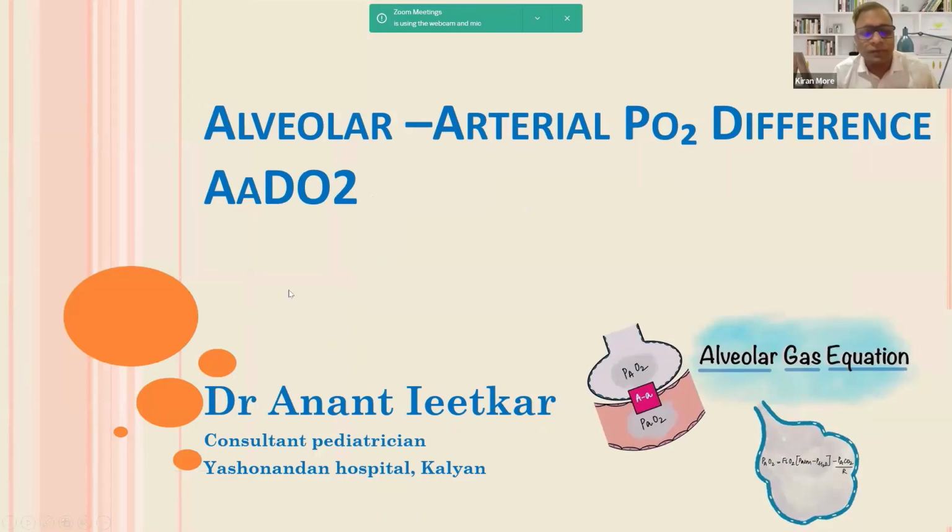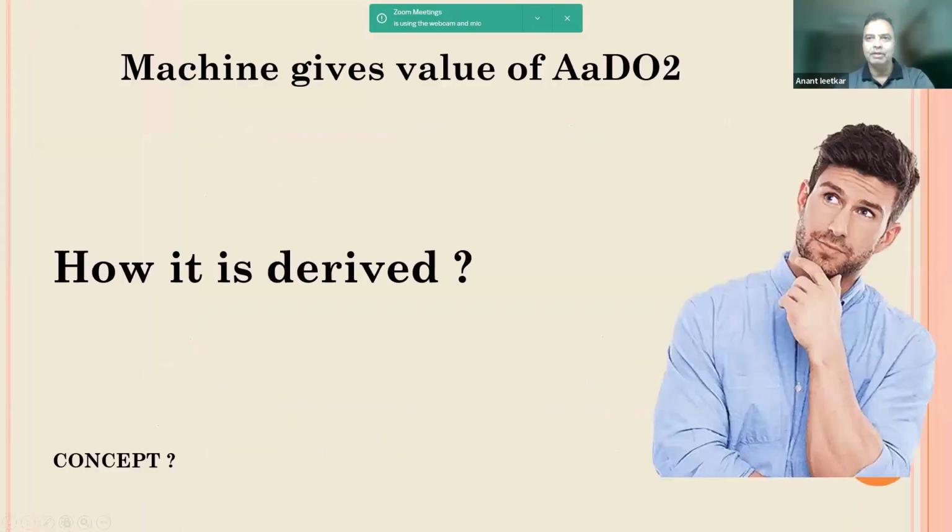Good evening. After two nice presentations of clinical cases, I'm going to present a more theoretical topic, that is the alveolar arterial oxygen difference, that is A-aDO2, which is a very important parameter to decide about the ventilation and perfusion status of a baby. So many times we see this value in our blood gases, but many people may not know how it is really derived.